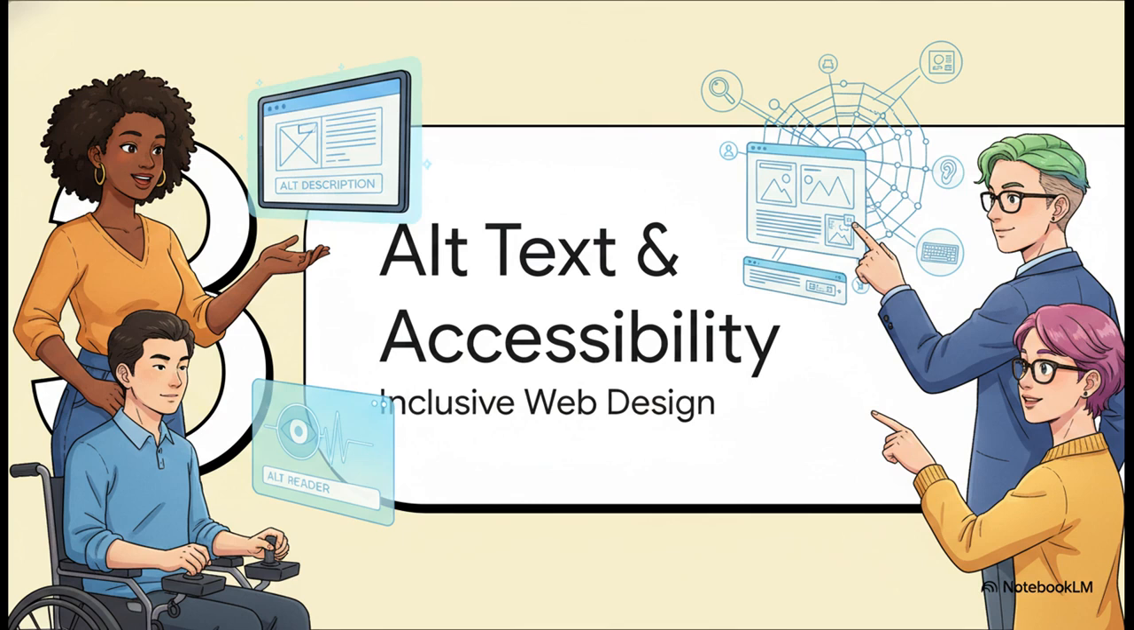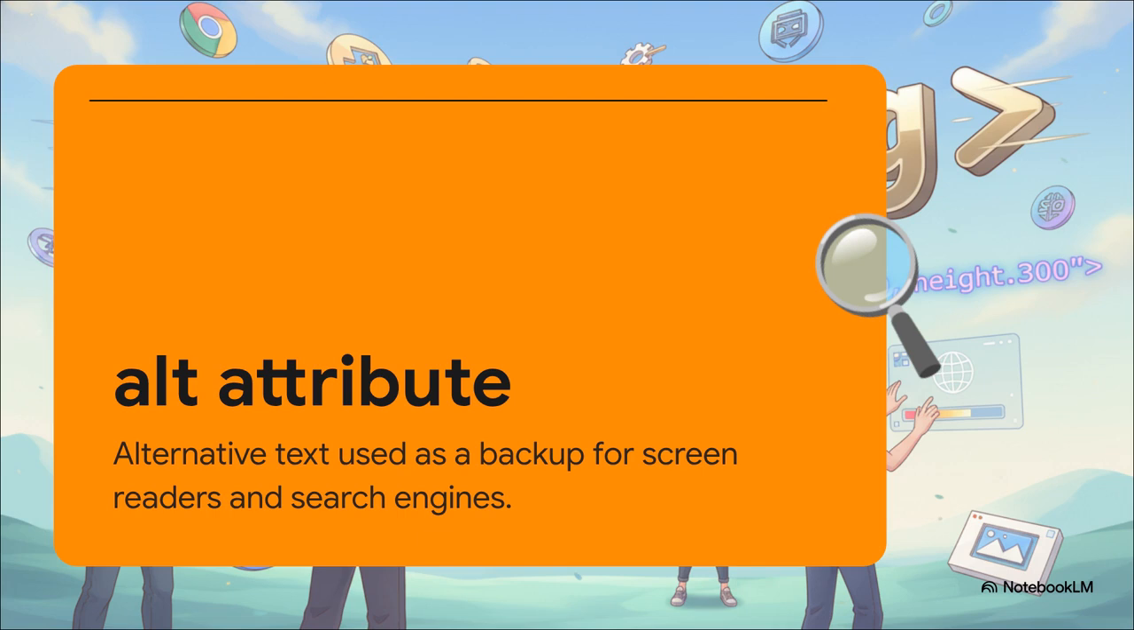Section 3. Alt text and accessibility. This is all about inclusive web design. So, you notice that alt attribute in our earlier code snippets? Well, alt stands for alternative text. Think of it as a backup translator for your image. It's just a brief textual description of what the image shows. If, for literally any reason, the visual cannot be seen, this text steps right in to save the day.